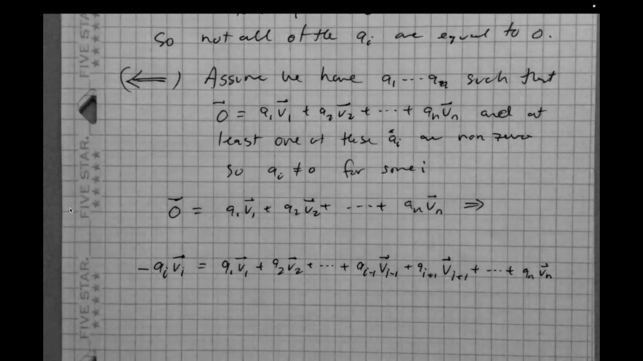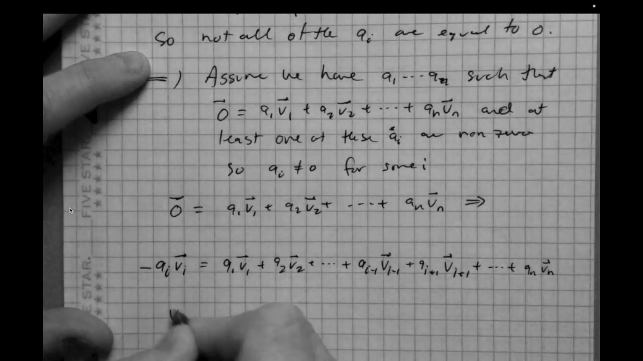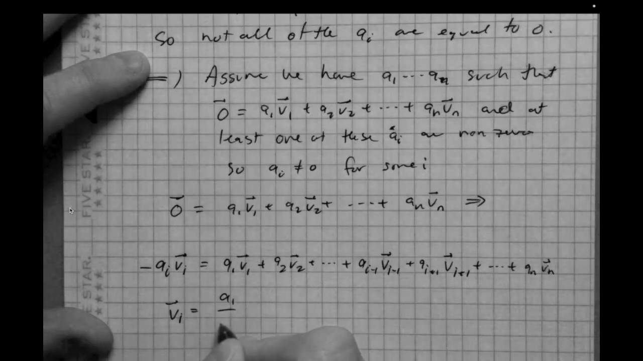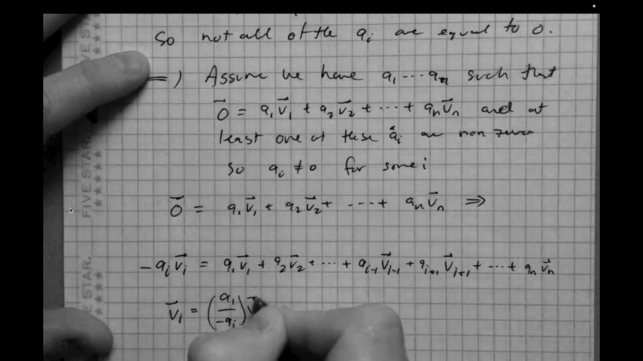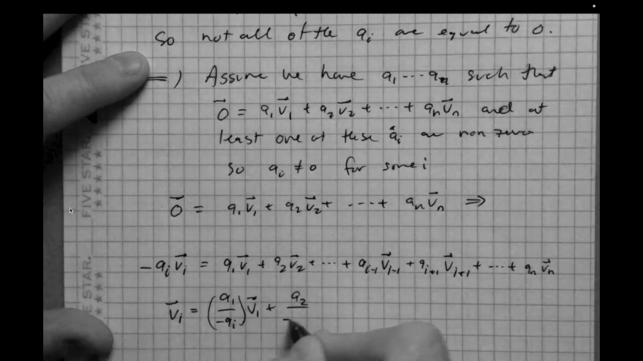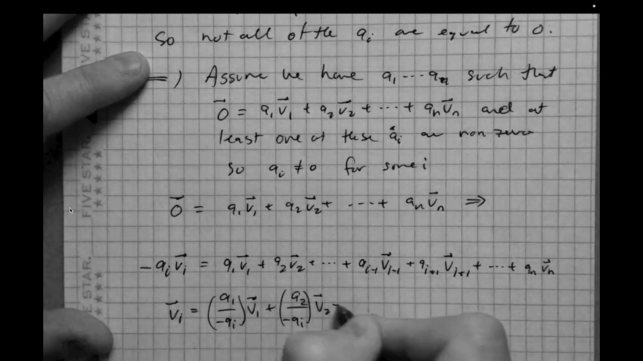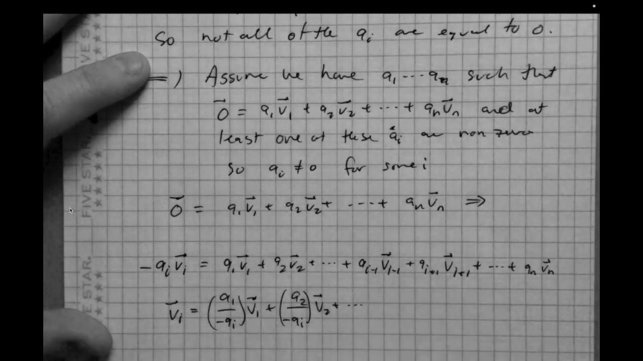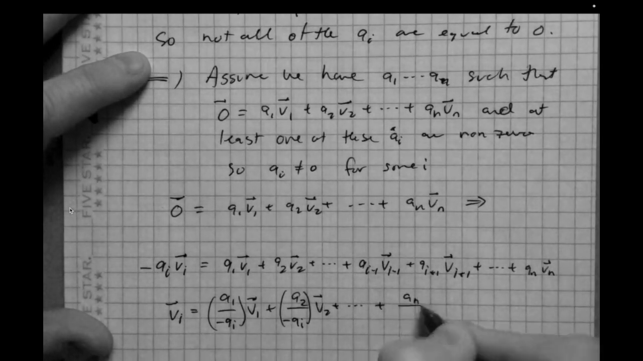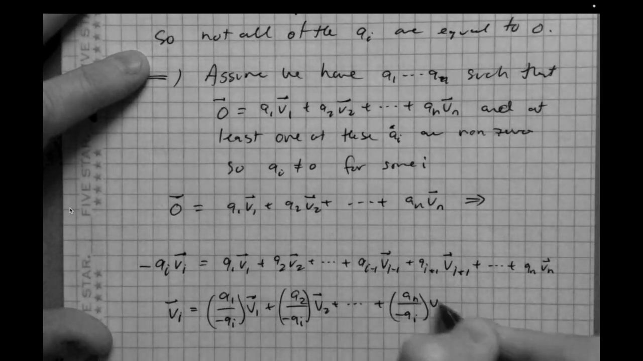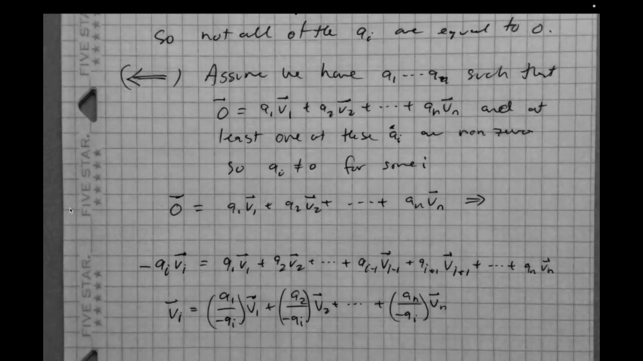Now let's divide this down. So vi is going to be equal to a1 over negative ai times v1 plus, and we can do the same thing here, skipping the gap, though remember the gap is still there, an over negative ai times vn. Now I couldn't do this if ai was 0, but since ai is not 0, this is fine.